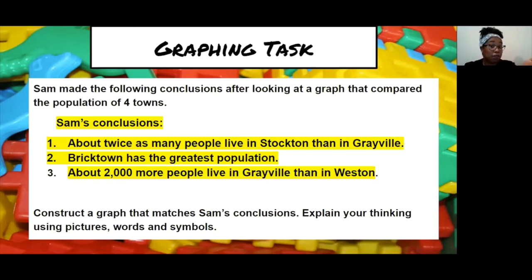And here are the final directions. Construct a graph that matches Sam's conclusions. Explain your thinking using pictures, words, and symbols. Got it? It is challenging because you're working backwards. This time, numbers aren't given or anything like that. The chart hasn't been created for you. It's up to you. You're going to use this information to make the graph.